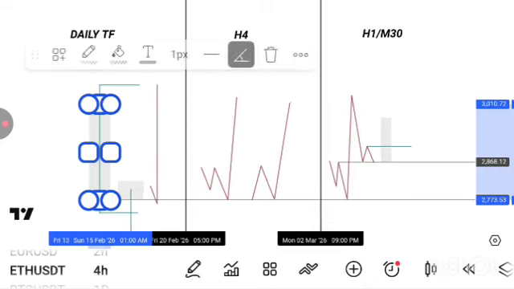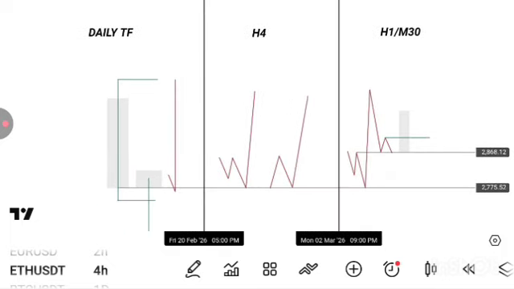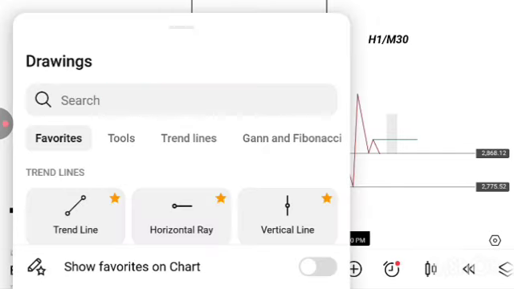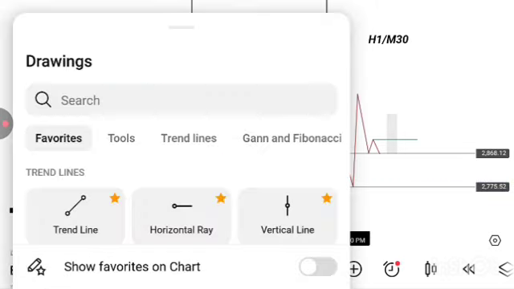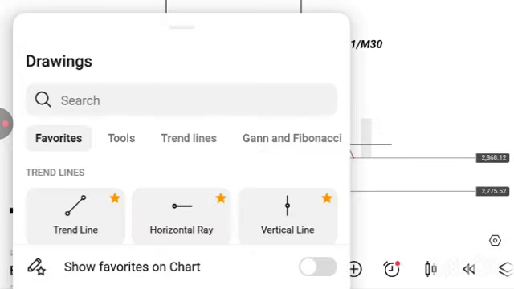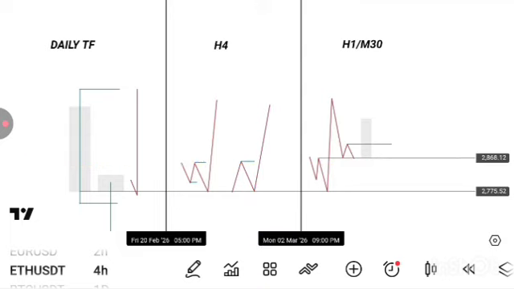So once I saw this on the daily time frame, immediately I moved to the H4 time frame, waiting for a sweep of liquidity or a breakout. You are either waiting for a sweep of liquidity and a break of structure on the H4 time frame, or you are looking for a breakout on the H4 time frame, right?